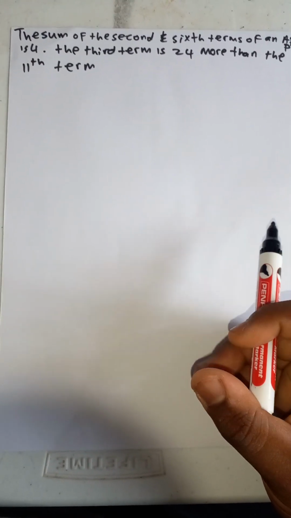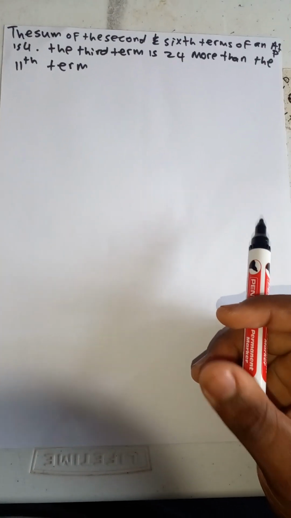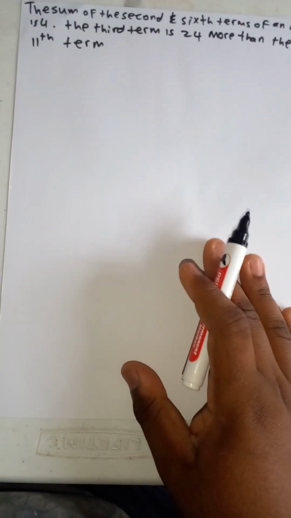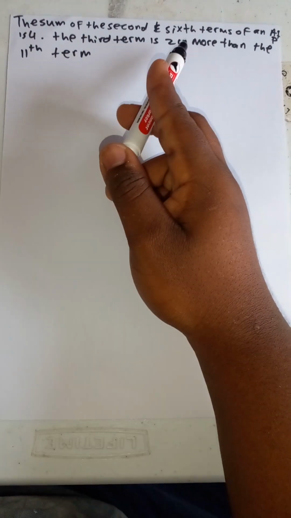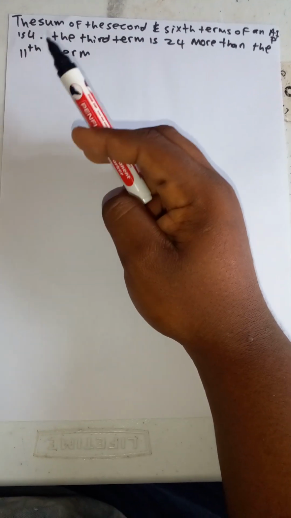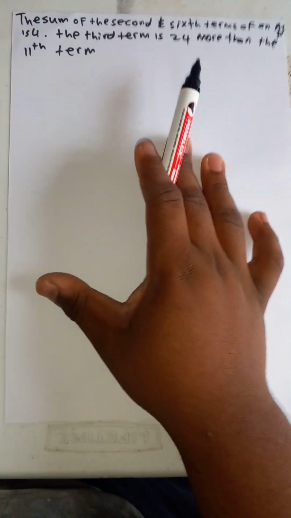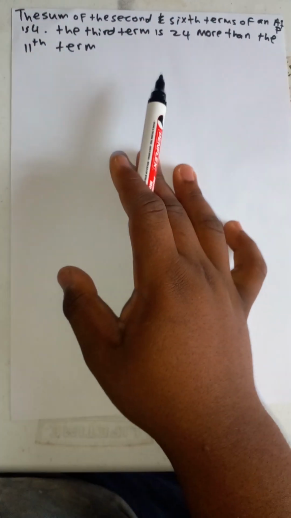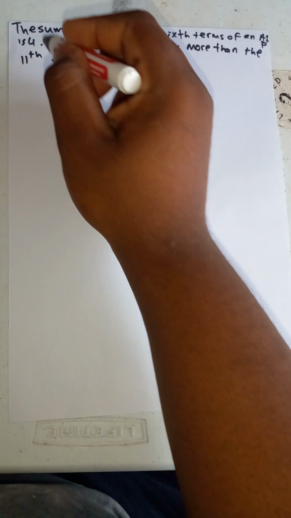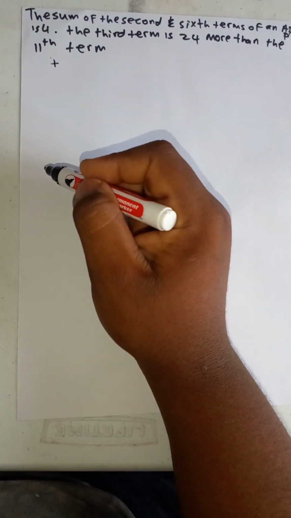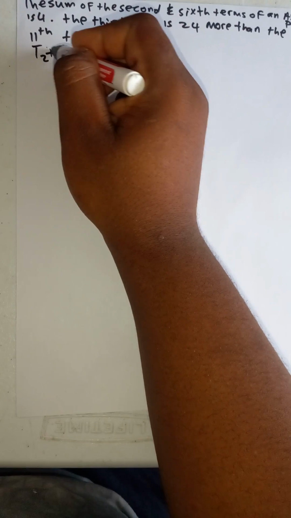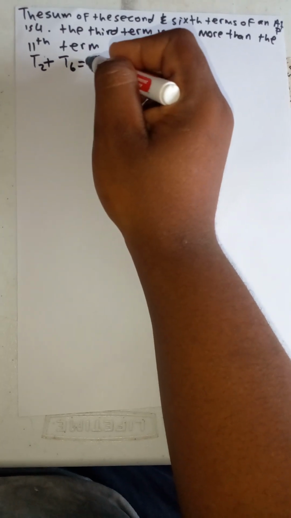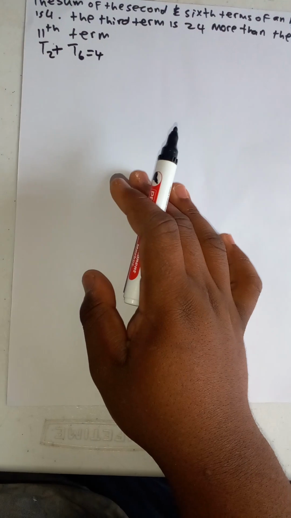Today we'll be doing some interesting questions about sequence and series. I want us to focus on arithmetic sequences. They are saying that the sum of the second and sixth terms of an arithmetic sequence is 4. So what they just told us is that the sum of the second term plus the sixth term is 4. That's what we have for now.